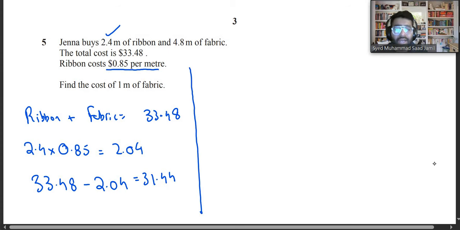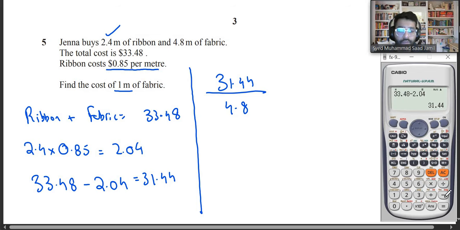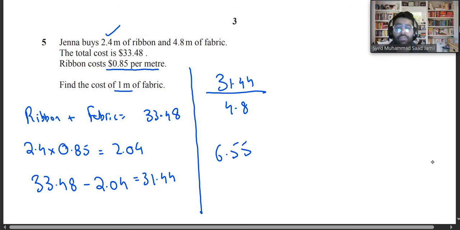Now the question says 1 meter of fabric. So this is the cost of 4.8 meters of fabric. So now 31.44 divided by 4.8. Alright, divide it by 4.8. So the answer is 6.55. So the cost of 1 meter of fabric is 6.55.